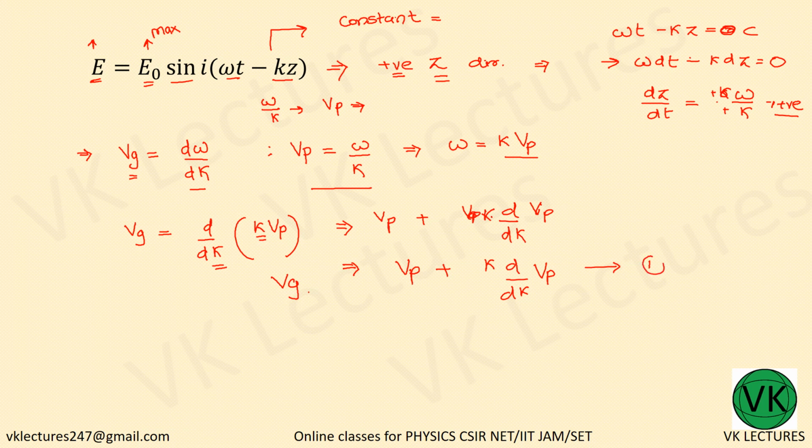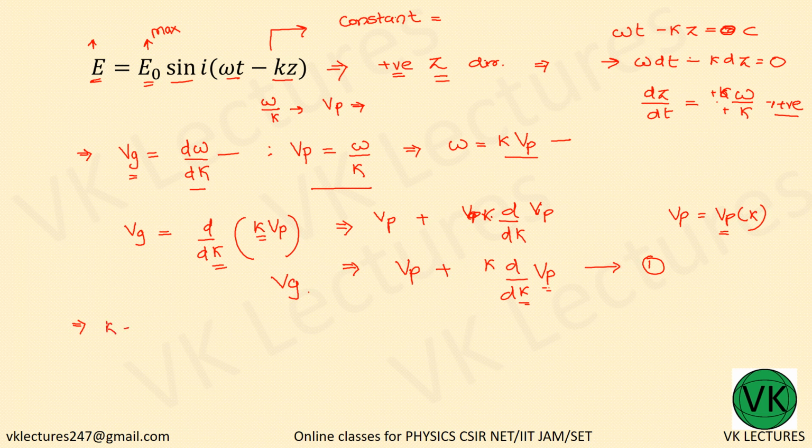We had one formula here, and this is for Vp. Now this can be used only when Vp is a function of k, because Vp should be a function of k. Only then can you differentiate this. Otherwise, if Vp is a function of lambda, then what is the change in our formula? That is what we are going to see.